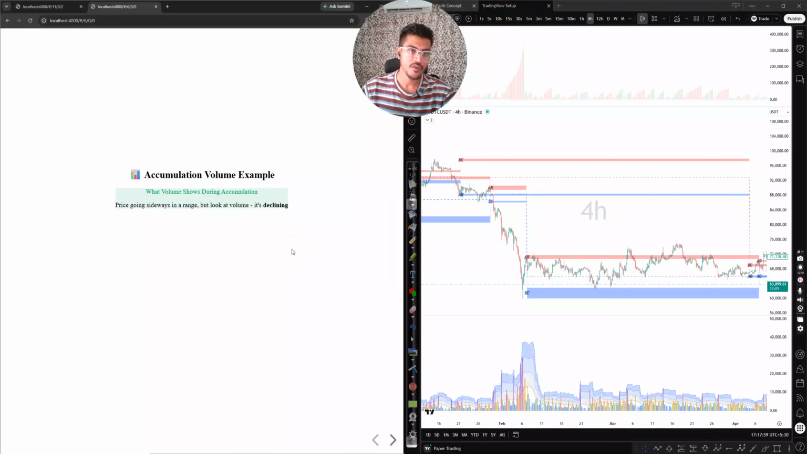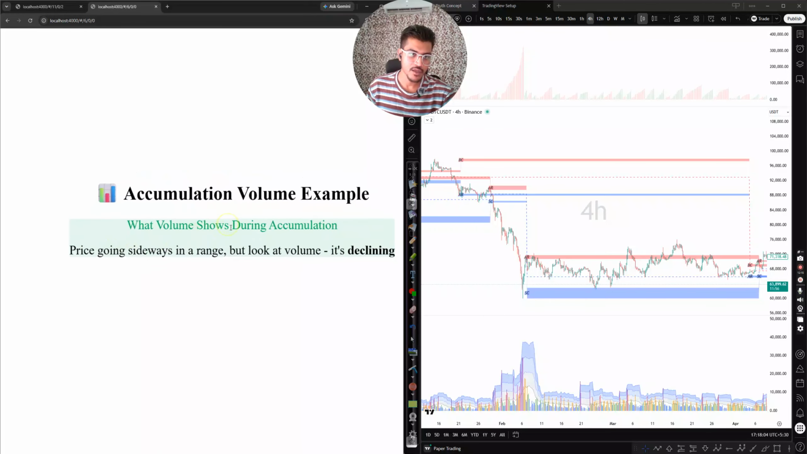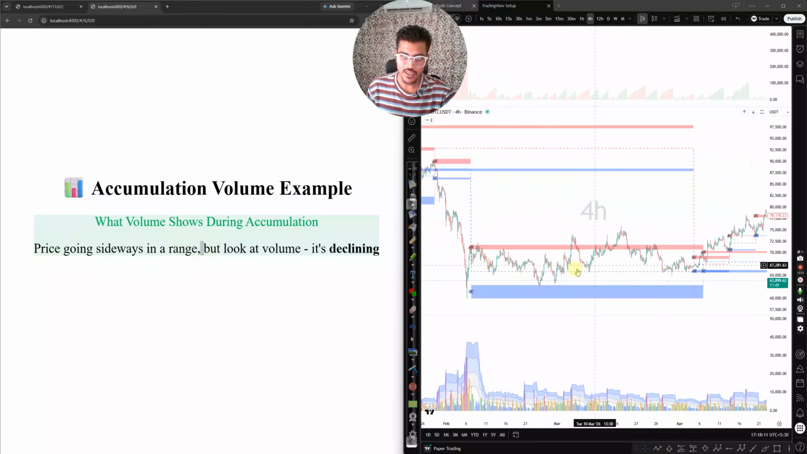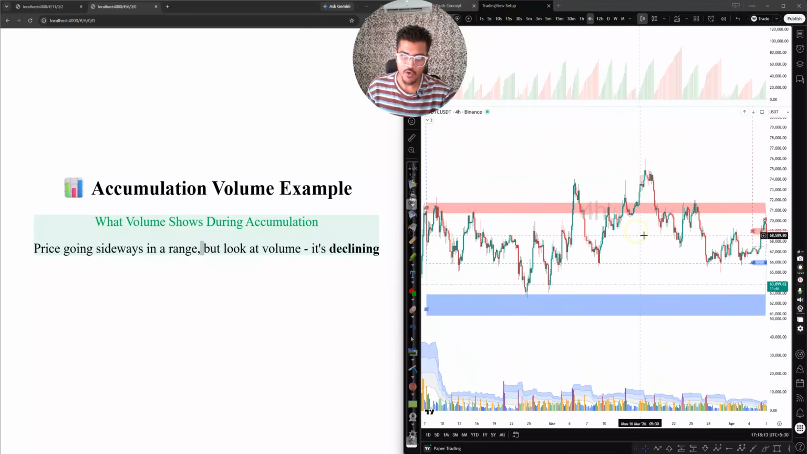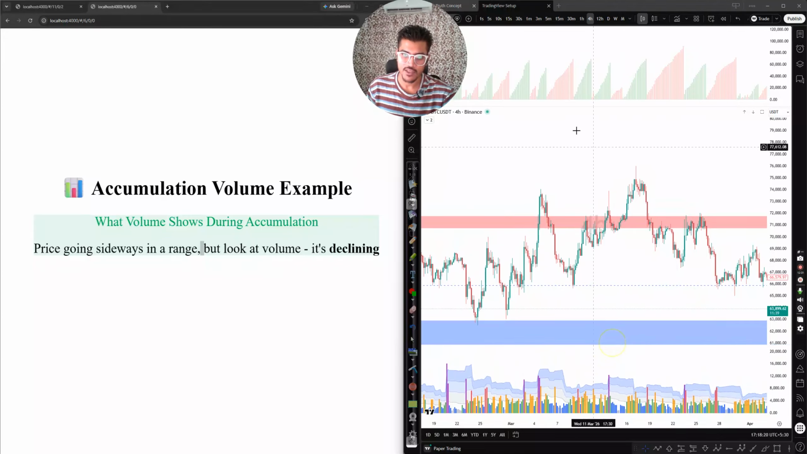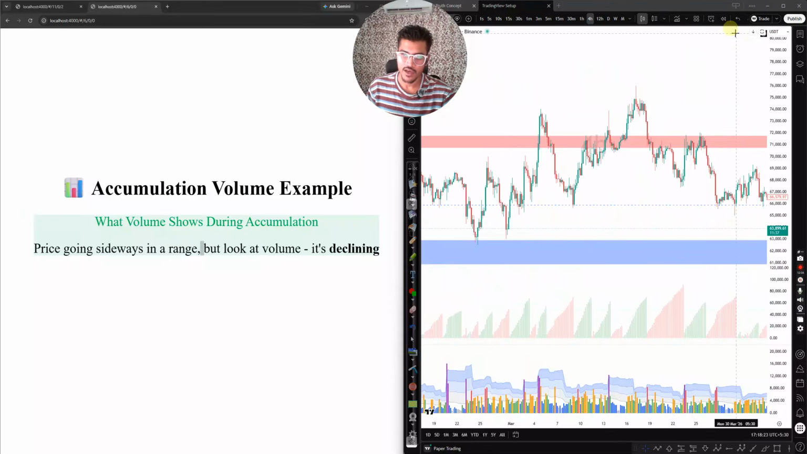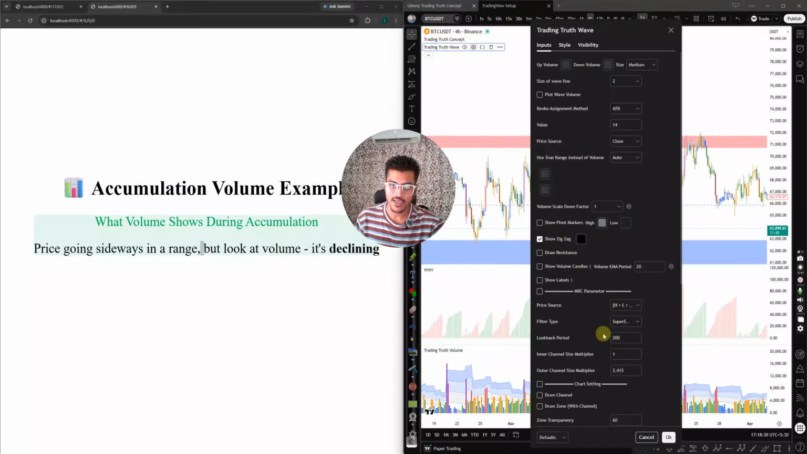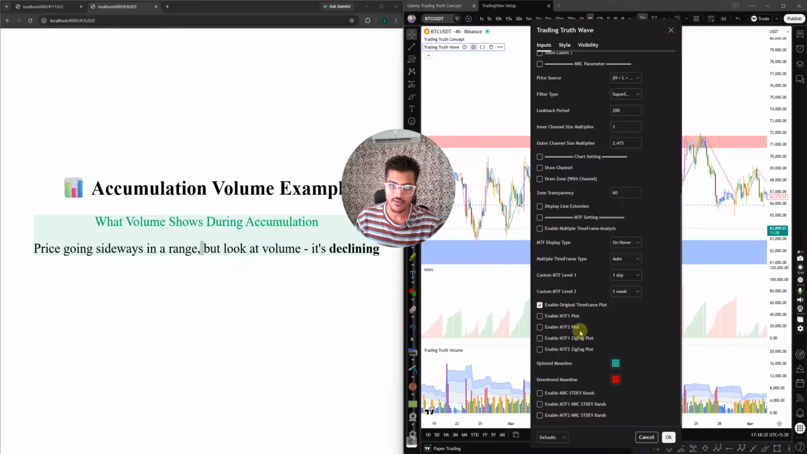Okay, so what volume shows during accumulation is that price is going sideways in a range. You see, price is going sideways in a range, but look at the volume, guys. Look at the volume above and down. You don't need to look at the down volume that much. Just look at the wave. I'll put it downside here, and I'll enable the wave as well here. So zigzag, and I'll also add this one.